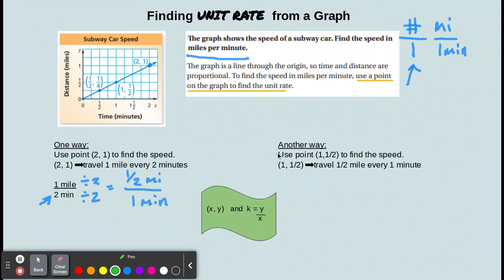Another way to do it would be to find, we know we want 1 on the bottom and the number on top, right? So we want our x value to be 1. So over here, we need to find the 1. Here it is. Let's go up and find the corresponding value on the y-axis, and that's 1/2. So when we have 1 minute, we have 1/2 mile. So again, this one also shows us that our unit rate is 1/2 mile in 1 minute.